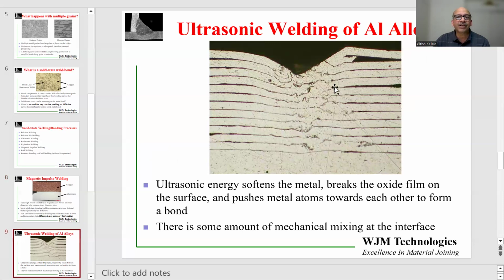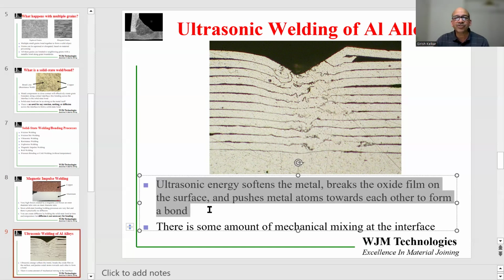Here's an example of ultrasonic welding. Ultrasonic welding is a process which energizes the metals with ultrasonic energy. Here you can see a cross section of multiple layers of aluminum being bonded to an aluminum component. Each of these layers is of the order of about 25 microns, or one thousandth of an inch, thin foil. If you look closely, you can see that there is a lot of disturbance between these layers. As the energy comes down, it disturbs these interfaces and produces some amount of mechanical mixing as the energy flows into this weld.